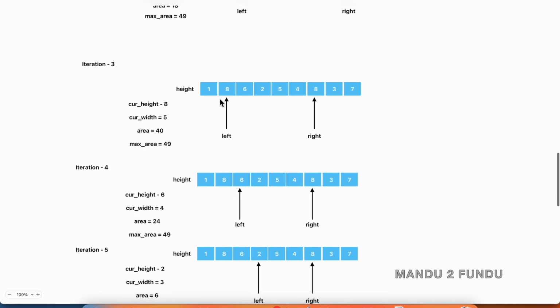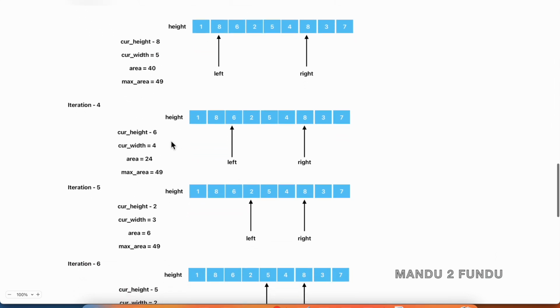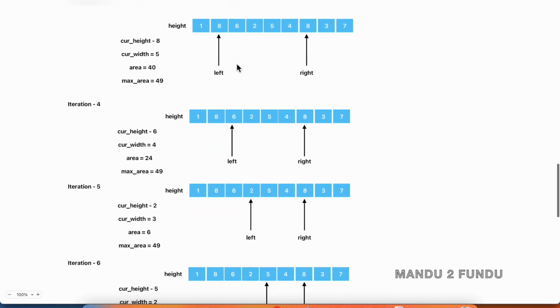Now we compare the heights and choose the height as 8, and then the width will be the difference between left and right, so that is 5. Then the area computed will be 40, which is also less than the max area, so we are not updating the max area. And then because both the values are same, I advance the left pointer.